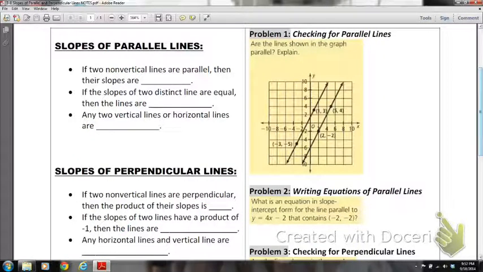In problem 1, we're checking for parallel lines. And so the question is, are the lines shown in the graph parallel? And explain why or why not. So to determine if they're parallel or not, we have to find the slope. So let's look at these lines. We'll call the first one line A, and we'll call the second one line B.